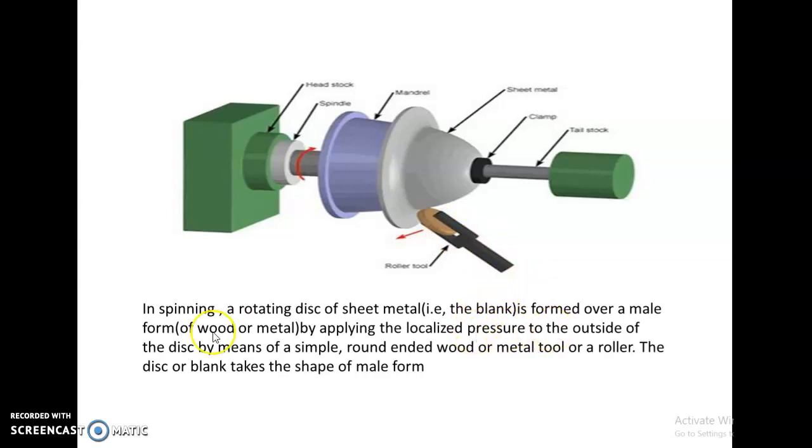Localized pressure is applied to the outside of the disc by means of a simple round-ended wood or metal tool or a roller. The disc or blank takes the shape of the male form. This is the male form, which can be called a mandrel or a die. This is called the disc or blank. So what shape does it take at the end? It takes the shape of the male form.